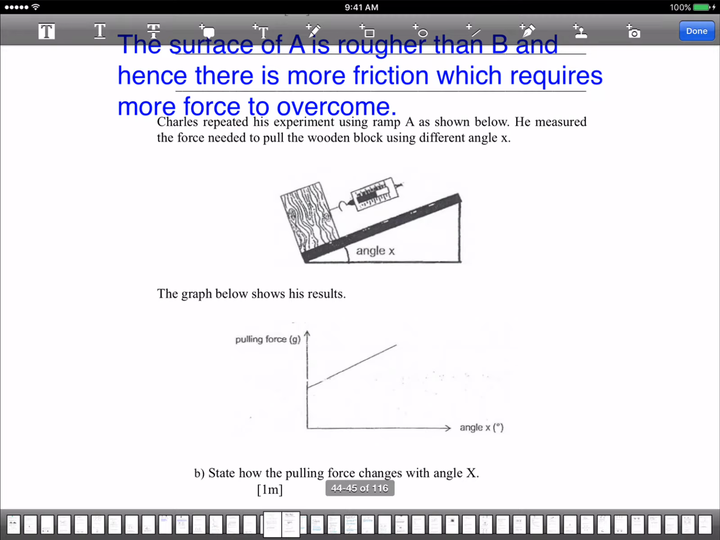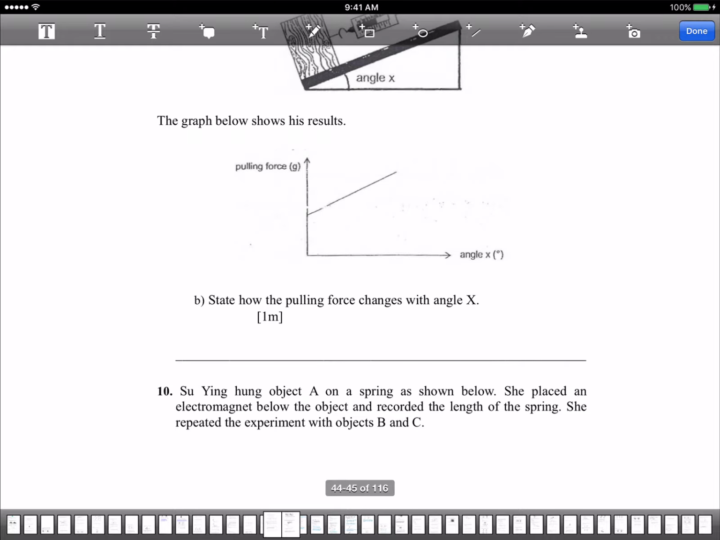Now if it becomes steeper, do you think it's easier to pull or more difficult? Easier. Harder, I thought you meant push down. No, pull. Right? So this thing becomes steeper. Okay, angle x increases, it becomes steeper. So how does the pulling force change with angle x?